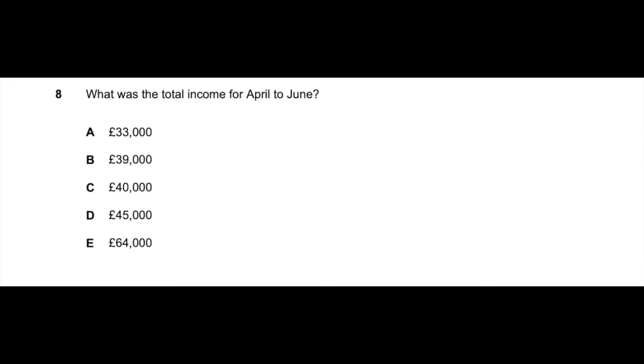Therefore, the simplest method of solving this problem is by multiplying the sum of the product prices per 100 units by 8. £1,500 plus £2,000 plus £1,500 equals £5,000, the sum of product prices per 100 units of each product. £5,000 multiplied by 8 equals £40,000. Therefore, the total income for April to June was £40,000 and option C is correct.